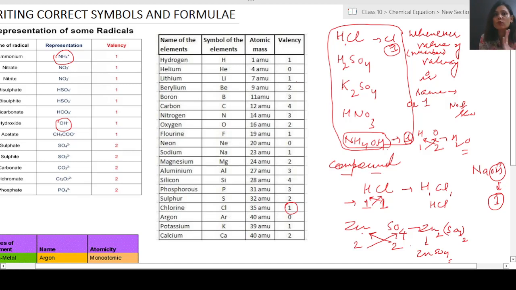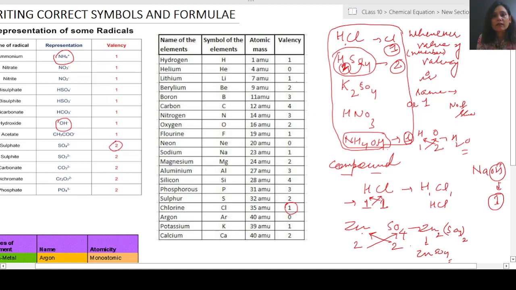That is why NH4 will also be 1. That is why it is not shown here. Now if you go to H2SO4 here, see at the foot of H, the 2 is mentioned. This 2 belongs to SO4, so the valency of SO4 is 2, right? But there is nothing at the foot of SO4. It means H valency is 1, which is right. You can see here SO4 valency in this chart is 2, right?